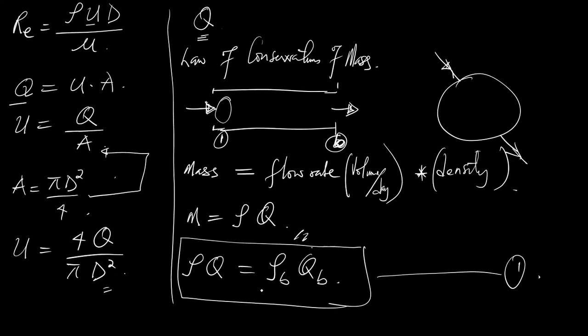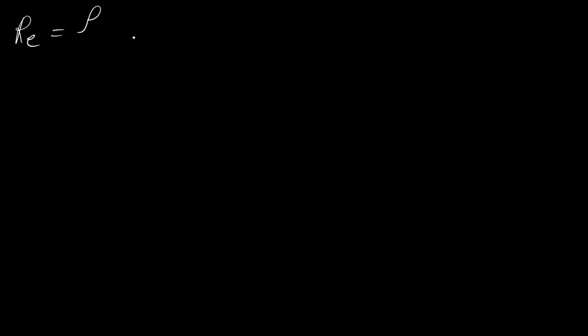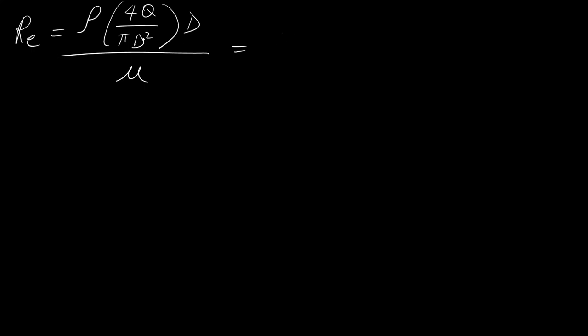So now let me substitute this equation. Let me call this equation 1, this equation 2, this 3. Now I will substitute equation 2 into equation 1. So we've gotten velocity in terms of flow rate, and now we introduce this into equation 1. So we're going to have density times 4q all over pi d square, all times d, divided by mu.